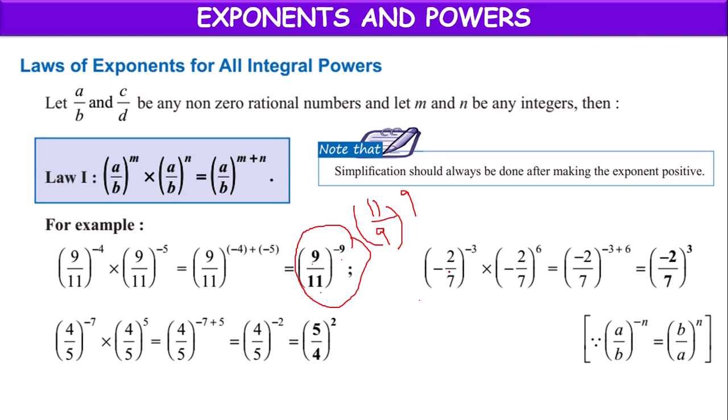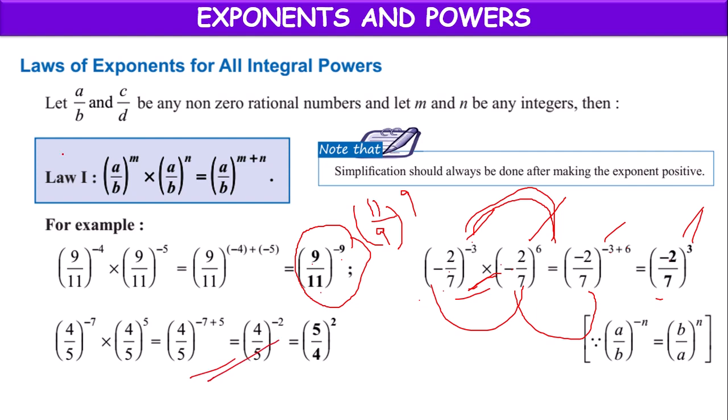Next, children. Minus 2 by 7 whole power minus 3, minus 2 by 7 whole power 6. The bases are the same, the exponents are different, and we are doing the product. We write the base one time and take the sum of the exponents: minus 2 by 7, 6 minus 3 equals plus 3. So in this way, using the first law, we can simplify the problems, children.